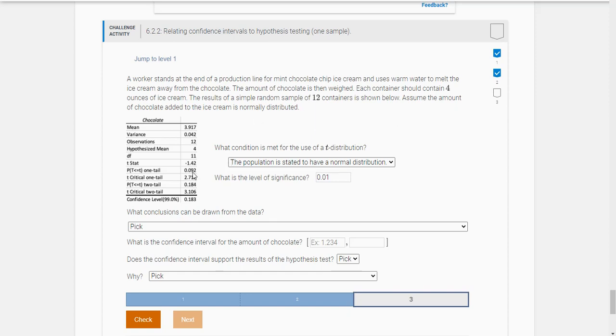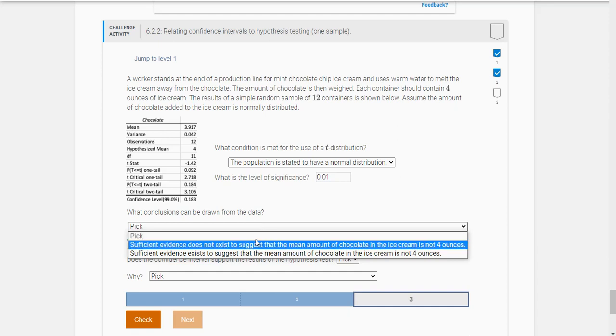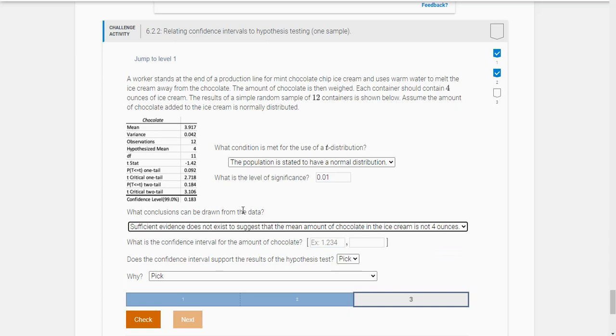Look at your two-tailed test p-value. It's way greater than the level of significance. So sufficient evidence does not exist to suggest the mean amount of chocolate in the ice cream is not 4 ounces. Even though the mean was a little less than 4 from those 12 containers, it's just not enough evidence. So what is the confidence interval?